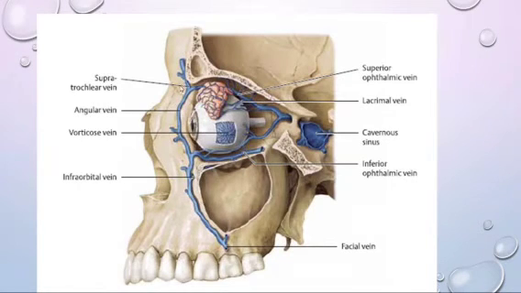The angular vein continues with the superior ophthalmic vein. Actually, the supratrochlear vein and the supraorbital vein join to form the angular vein, which communicates with the superior ophthalmic vein. From there it goes to the cavernous sinus. If there is any infection in the face, it will go to the cavernous sinus. That's why you should not touch the pimples. So if you are removing the pimples, what happens if it gets infected?